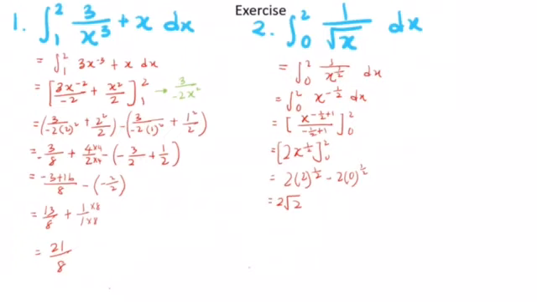And for the second question, we know that square root of x is x to the power of 1 over 2. But if we bring it from the denominator to the numerator, it will become negative. So negative 1 over 2 plus 1 will become 1 over 2. And just substitute in the values and we can get the answer.